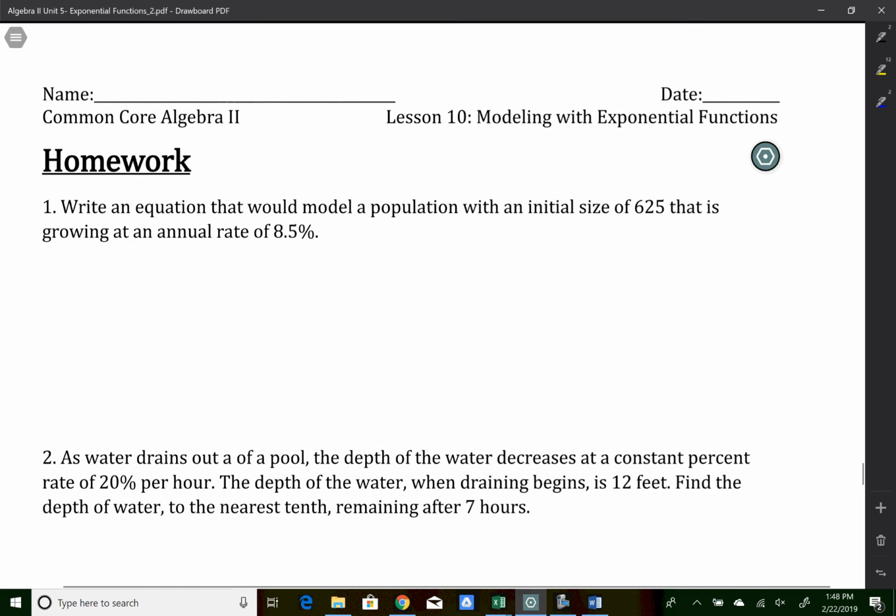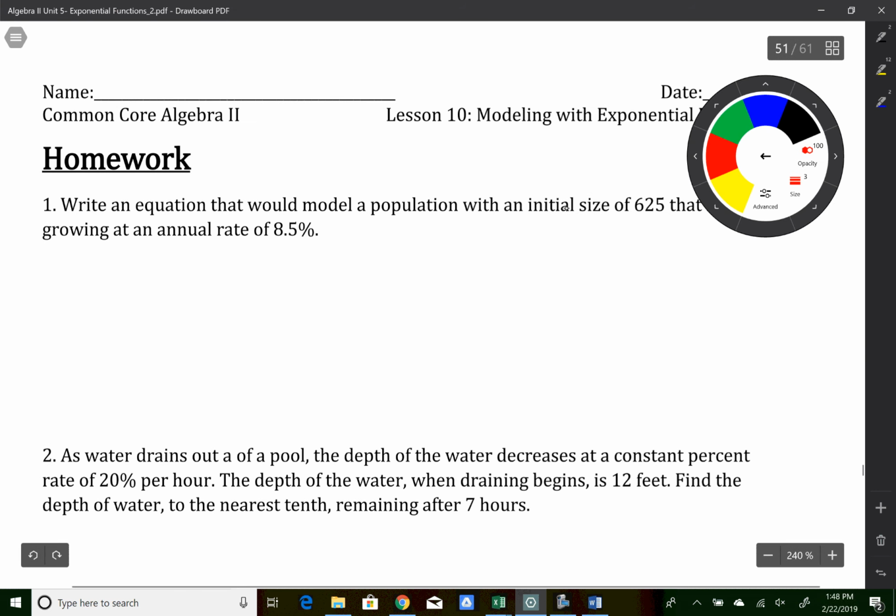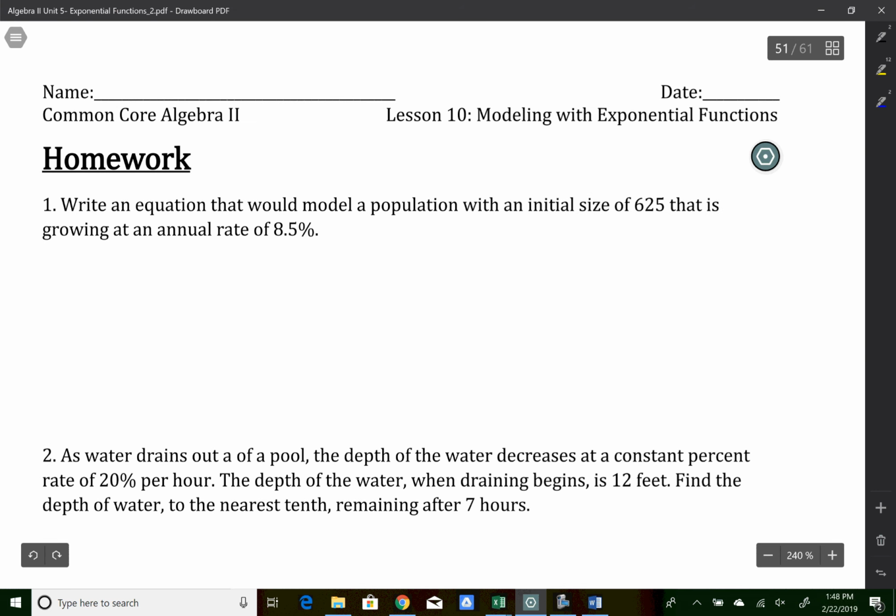On to the homework. So if you're just joining us because you're a homework only person, that's totally cool. So let's see how we're doing here on the homework assignment.